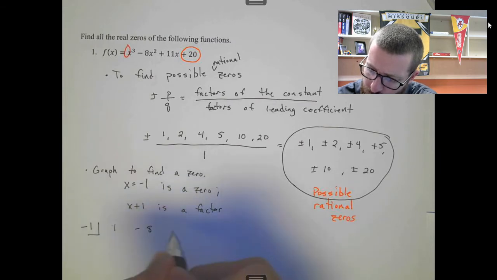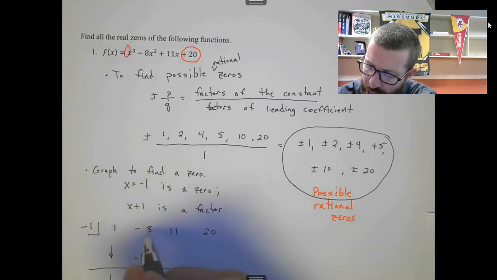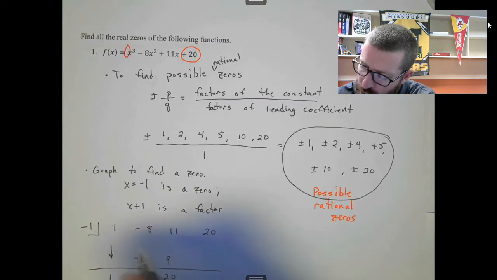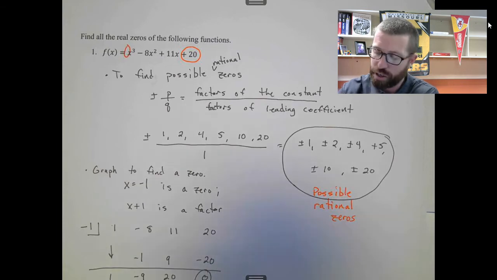1, -8, 11, and 20. And you bring down the 1. And then add those together to get -9. Multiply to get 9. Add them together to get 20. And multiply to get -20, and you get 0. Which is what you want because you think it is a 0. So that confirms that -1 is a 0 because there's no remainder.